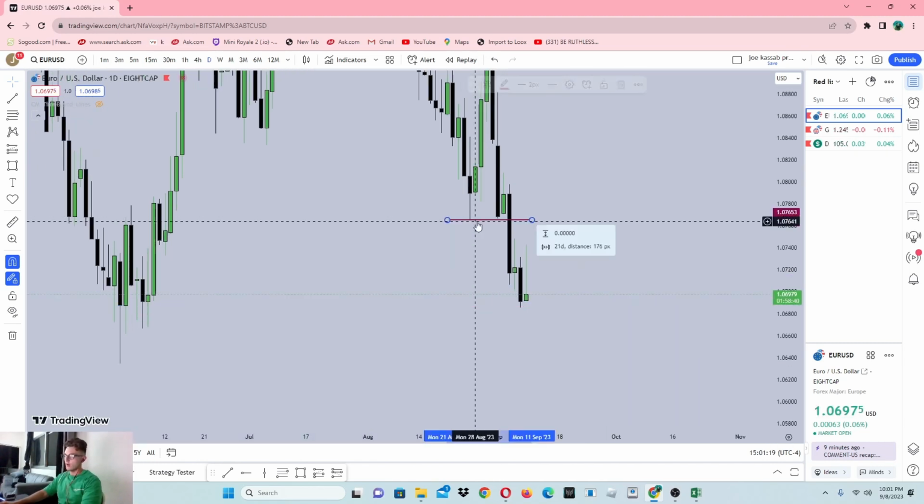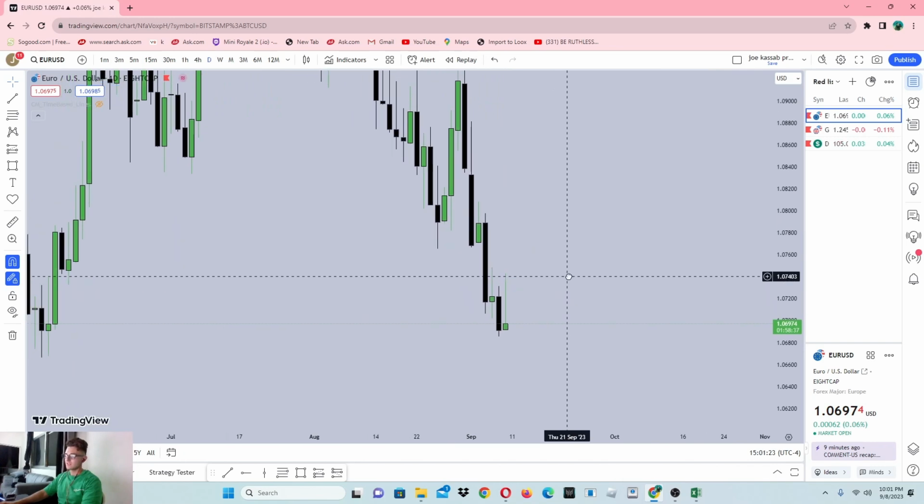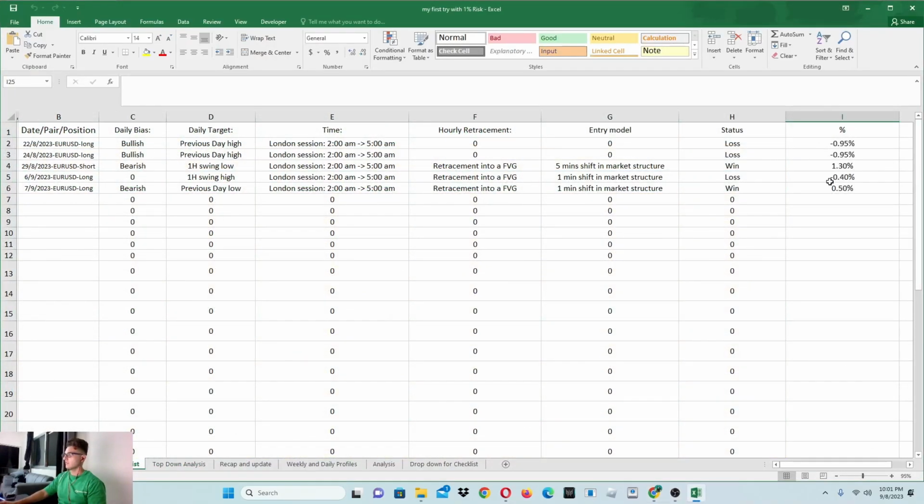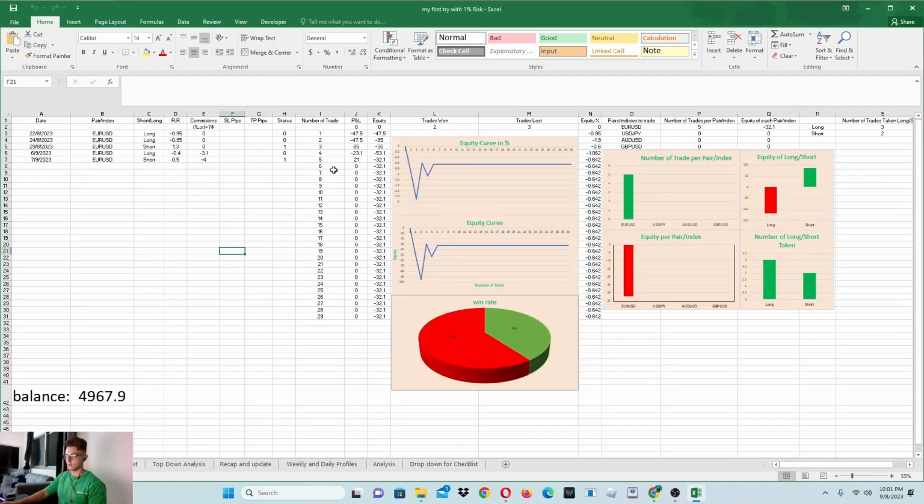Now let's do a recap on the trades that I took. I took a trade during Wednesday, which was not a good trade. It was a losing trade and I lost minus 0.4%. So this is my forward testing. As you can see, we have everything checked. I have commissions right here. For the first three trades, I did not calculate the commissions, I just calculated the PNL.